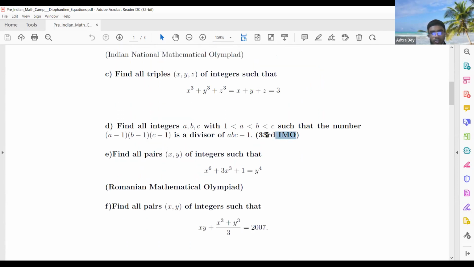Okay, so you can try this particular problem. I'm giving a hint for it. This problem may be difficult for some of you. This is from IMO. You can assume this part as x, this part as y, and this part as z. So a minus 1 equals x, b minus 1 equals y, and c minus 1 equals z.